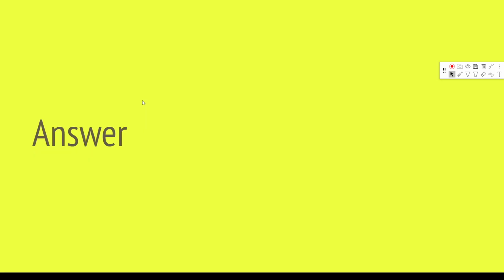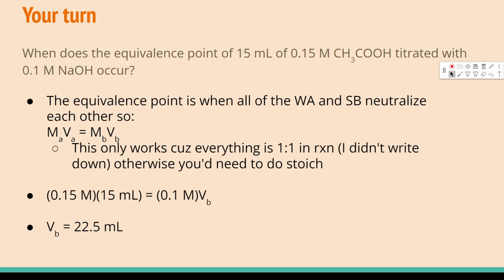Okay, ready. Boom. So the weak acid and the strong base neutralize each other at equivalence point. And this only works if it's 1-to-1, so I pretty much did the shortcut way of doing it. I could have shown all my work just like the previous example, but I'm just showing you another way of doing it. Again, this only works if everything's 1-to-1 in the reaction. If you have a coefficient in the front, then you need to do the stoich like how we did the stoich before.